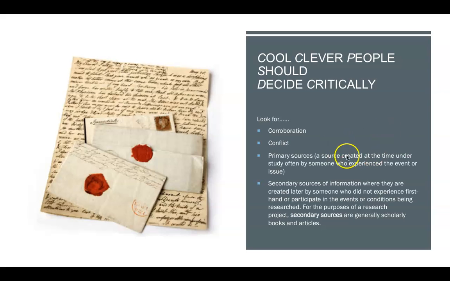You have got secondary sources of information, where they're created later by someone who did not experience firsthand or participate in the events or conditions being researched. For the purpose of a research project, secondary sources are generally scholarly books and articles. You are essentially creating a secondary source literature review, in that you are not doing any investigations or creating anything yourself. You are looking at other people's research and articles, and then you're coming to your own conclusions.